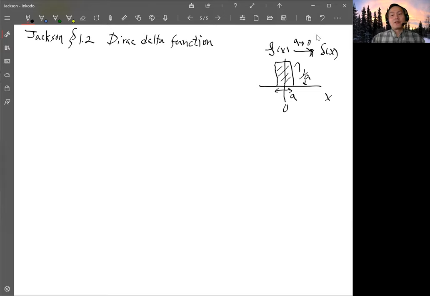But this function is discontinuous. Actually, the derivative is discontinuous. You have a sharp derivative here and there. So it's not a smooth function.